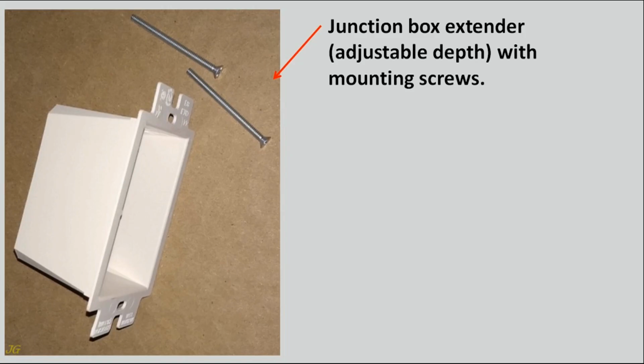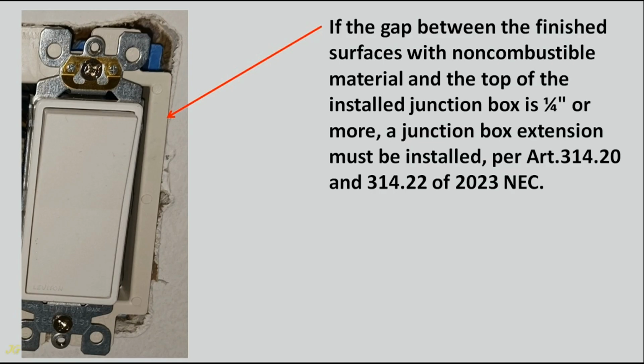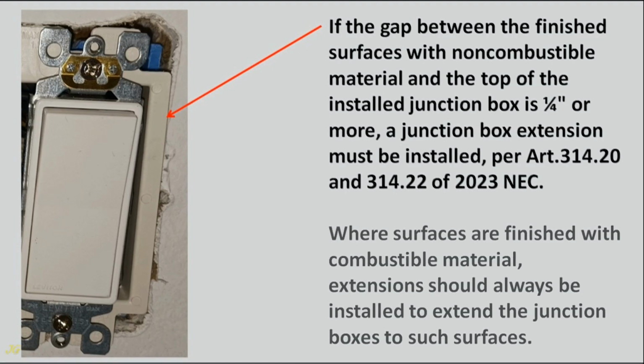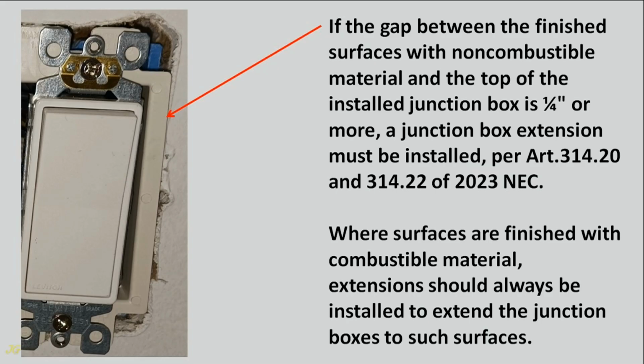Junction box extender, adjustable depth, with mounting screws. If the gap between the finished surfaces with non-combustible material and the top of the installed junction box is 1/4 inch or more, a junction box extension must be installed, per Article 314.20 and 314.22 of 2023 NEC. Where surfaces are finished with combustible material, extensions should always be installed to extend the junction boxes to such surfaces.